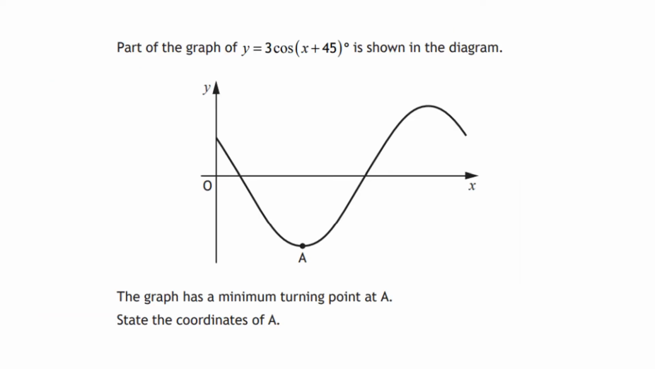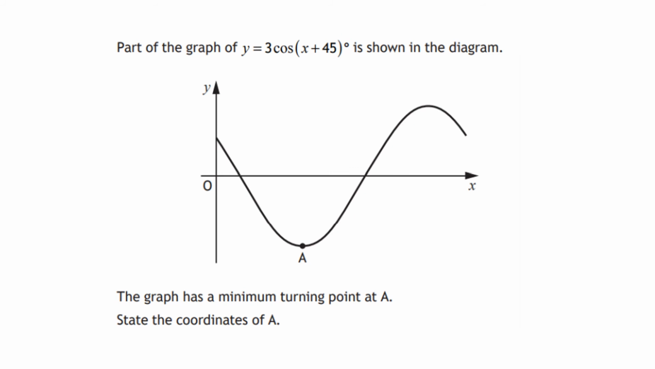Okay, part of the graph of y equals 3 cos of x plus 45 degrees is shown in the diagram. The diagram has a minimum turning point at A. State the coordinates of A. Okay, so let's have a look at this. 3 cos of x plus 45 degrees.